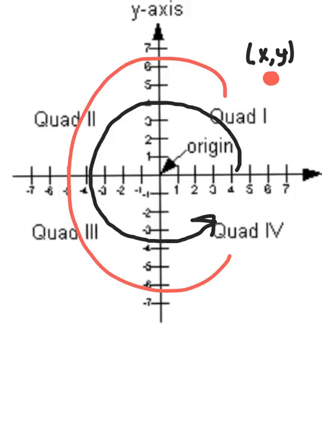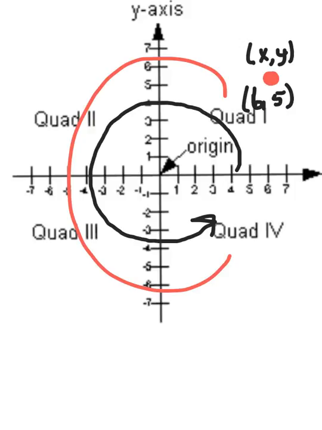So if you notice, I put a point here at 6, 5. So this point here is a point that I have plotted on this Cartesian plane using 6 as my x value and 5 as my y value.